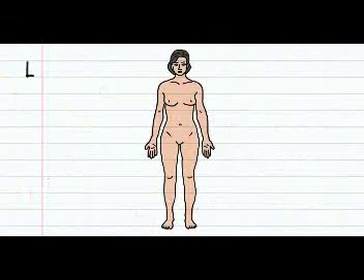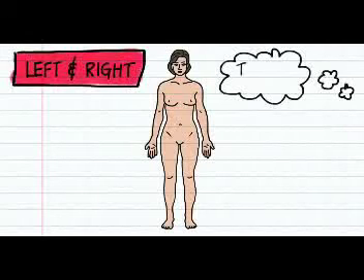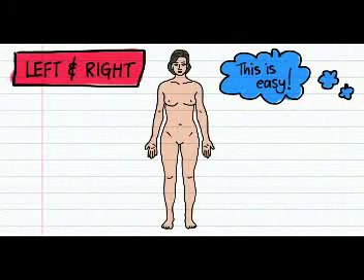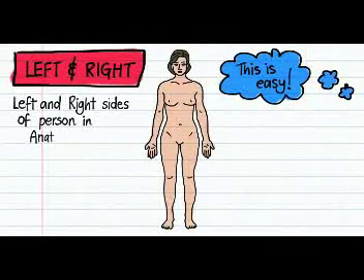The first terms that we're going to define are the terms left and right. Now, I know what some of you are thinking. Didn't we learn this in preschool? Well, even though you might think that the definitions of left and right are straightforward, many students actually use these terms incorrectly. You see, when we use the terms left and right, we're referring to the left and right sides of the person standing in the anatomical position, which in this case is the woman in this drawing.